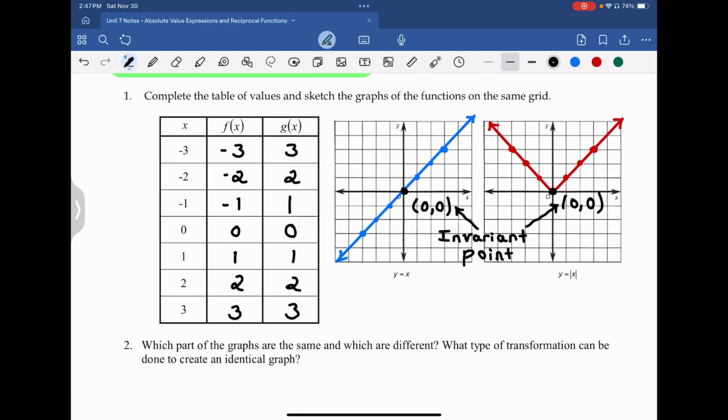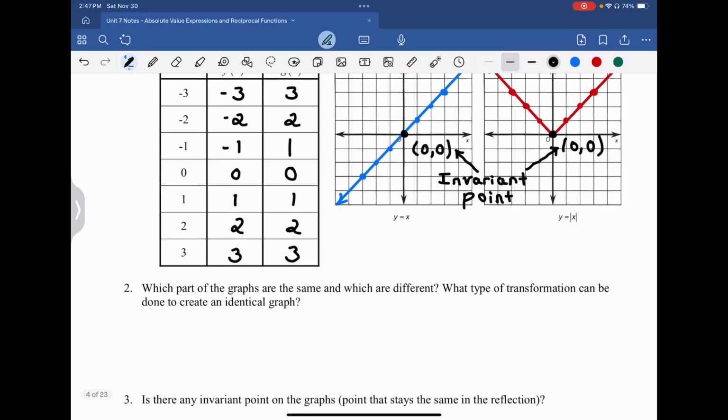Okay, perfect. So now we kind of have a rough idea of what happens when we take these linears and we make them absolute. All negative outputs became positive. Now, what we want to consider is which parts of the graph are the same, which parts are different, what type of transformations can be done to create an identical graph, or what type of transformations can be done in order to compare these two.